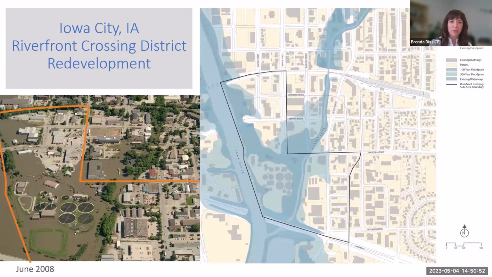So as a quick example, in Iowa City, the Riverfront Crossing District redevelopment, on this slide, you can see some major flooding that happened there in June of 2008. That sort of darker brown color is all floodwaters. On the right, you can see the sub-area boundary outlined in black and the floodplain outlined in blue. Significant risk of flooding under the 100-year storm shown in that area, which is a pretty good match with what you're seeing on the left in terms of actual flooding during some events. Next slide.